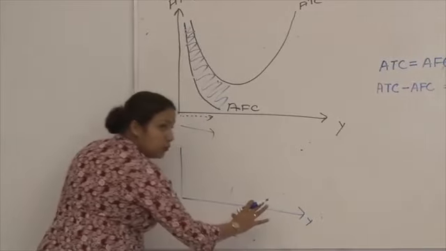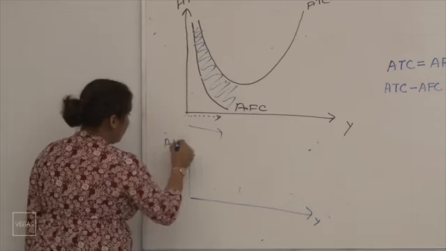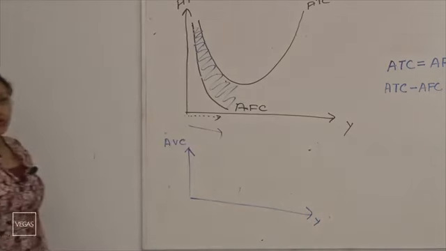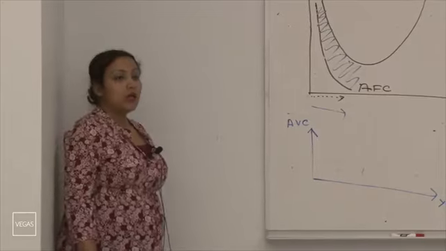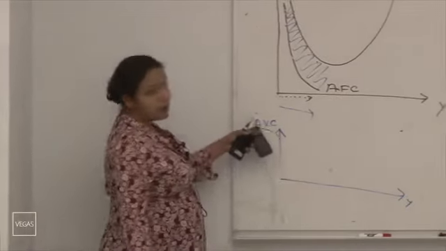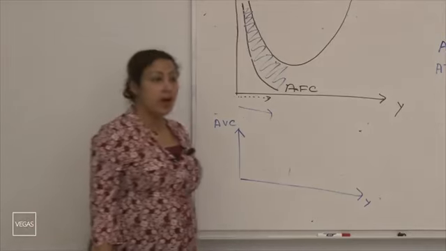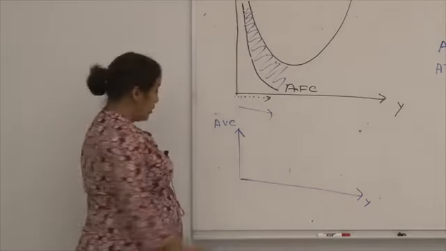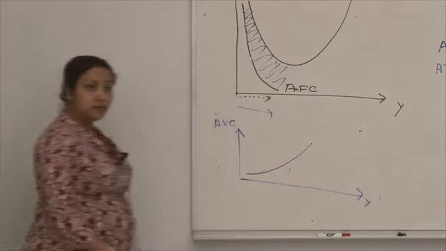You don't have to draw the blue diagram, the one that I am drawing, but I just want to show you something. You don't have to draw the blue one. If I only wanted to plot AVC on the y-axis as y increases, then AVC would look like that, isn't it?